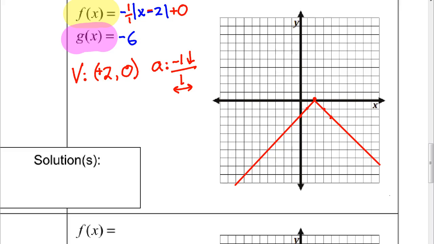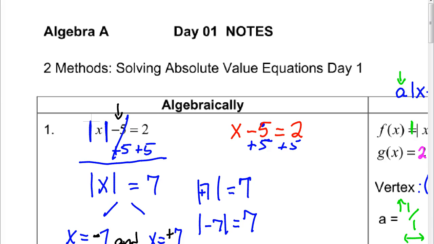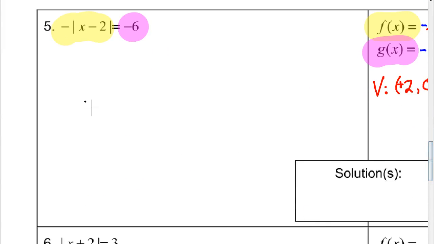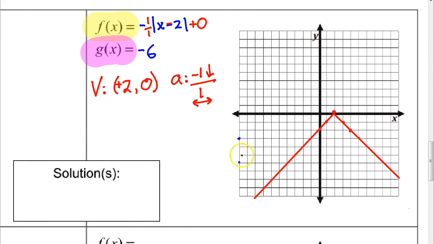All right, and then the blue, let's see here. The negative 6 is always a horizontal line, so down 1, 2, 3, 4, 5, 6, right there. Oh, what just happened? Jumped me. There we go. So we have two solutions, right here and right here: negative 4 and positive 8. So we should be having two solutions, negative 4, positive 8.